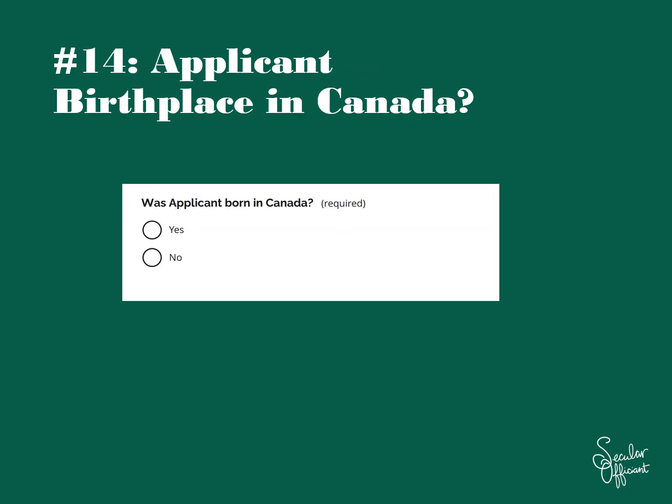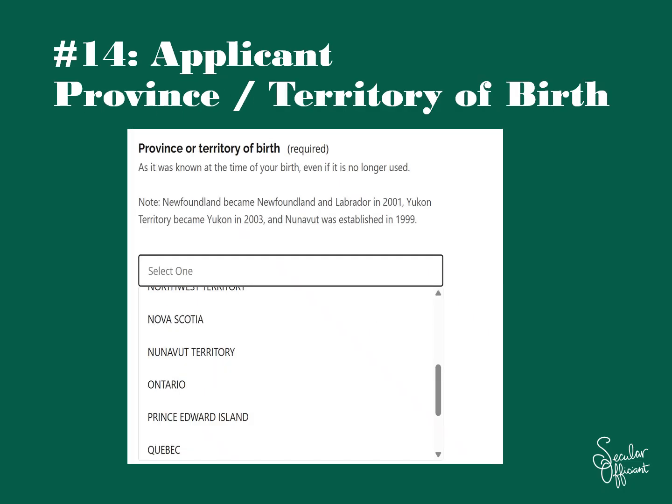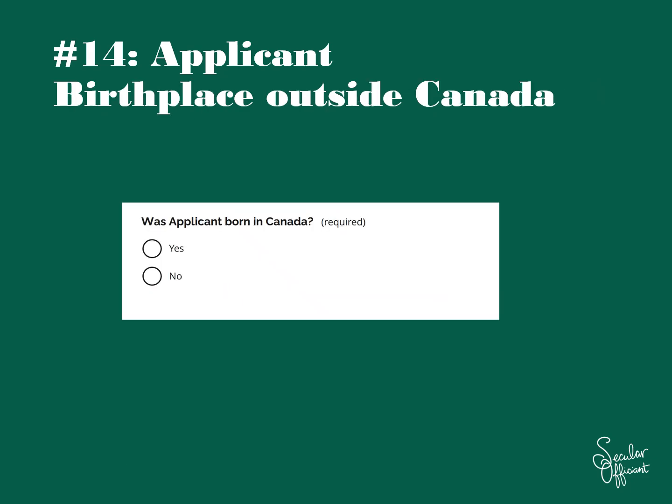Step 14 is indicating if you were born in Canada. If you select yes, the application will ask you to select the province or territory in Canada at the time it was called in that year. The website gives an example of Yukon Territory becoming Yukon in 2003. In this example, I selected Ontario. If you were not born in Canada, select No.